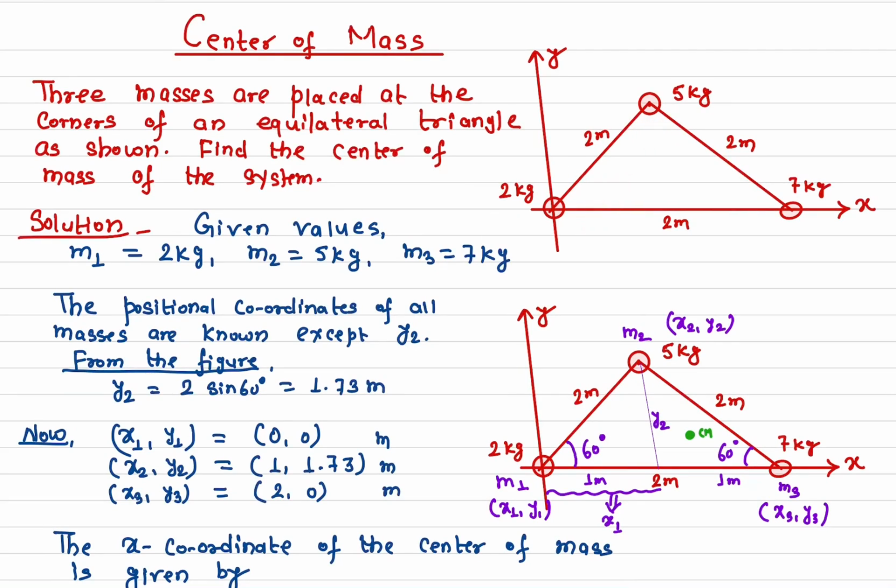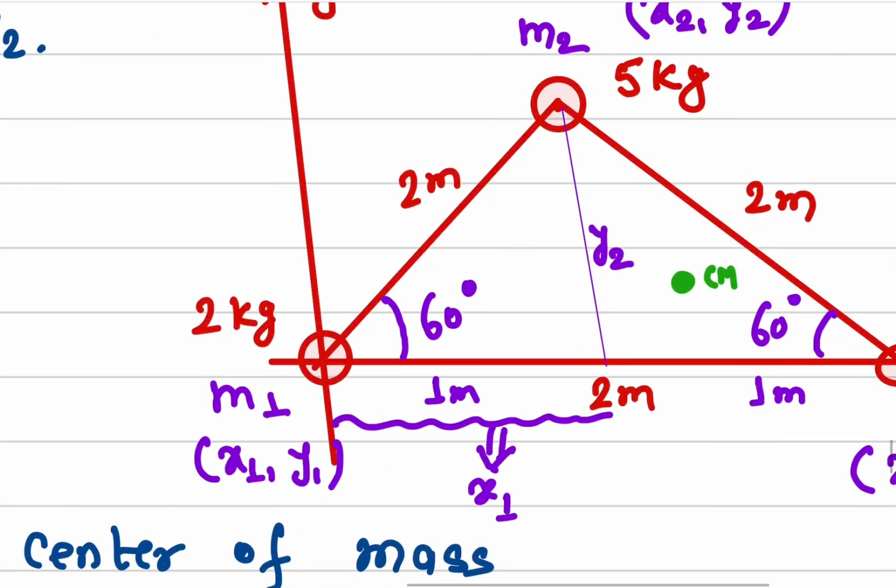So now let's find out the center of mass. In order to find the center of mass, we need to know the positional coordinates of each mass. And here we have to find the position of each mass with respect to this origin. So this is the x-axis and this is the y-axis and this is our origin, and we need to now find out the position of each mass.